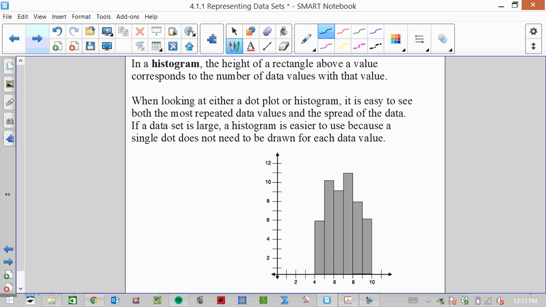Another way that we can graphically describe or show our data is using a histogram. So a histogram, we also have our number line, but this time we have an x-axis and we have a y-axis. And our data is represented by rectangles that go above the number on the x-axis to a value for the y-axis.